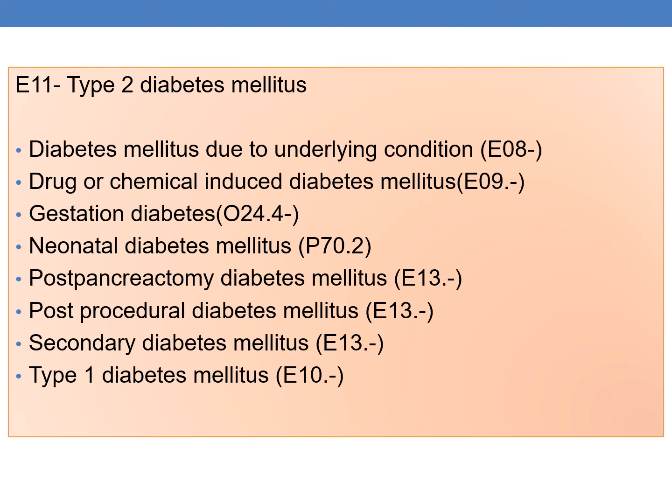Another example is under E11, type 2 diabetes mellitus, where you find an Excludes 1 note which includes diabetes mellitus due to underlying condition, drug or chemical induced diabetes mellitus, gestational diabetes mellitus, neonatal diabetes mellitus, post-pancreatectomy diabetes mellitus, post-procedural diabetes mellitus, secondary diabetes mellitus, and type 1 diabetes mellitus. All these types of diabetes are excluded with E11.1. They should not be coded together.